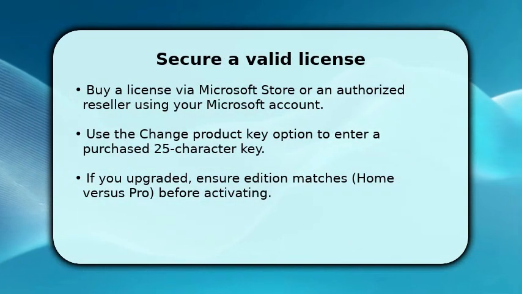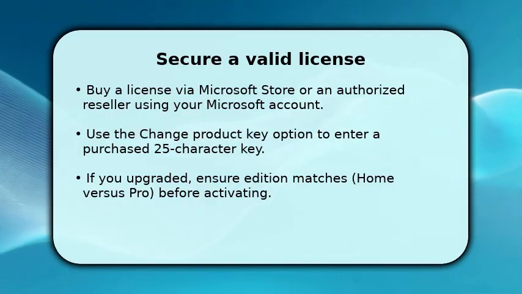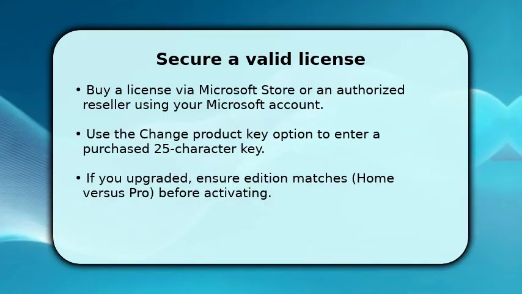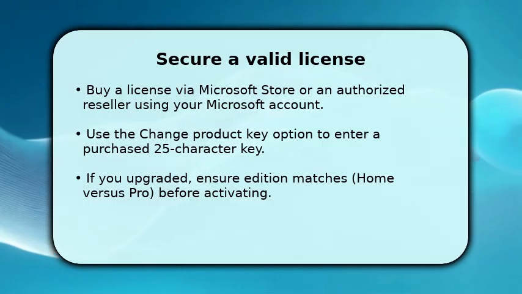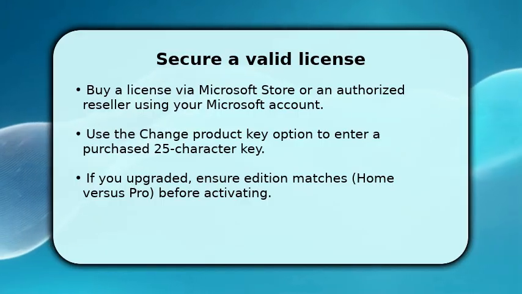Next, obtain or apply a legitimate license so activation can complete. If you need a key, buy it through the Microsoft Store or an authorized seller and sign into the same Microsoft account used on the PC. Once purchased, choose Change Product Key in Activation and type the 25-character key. The system validates it online.